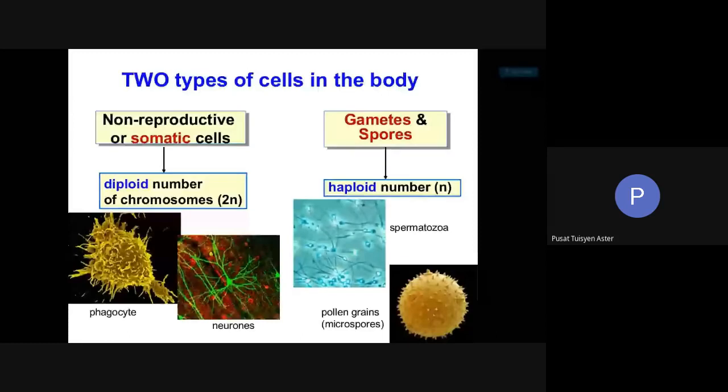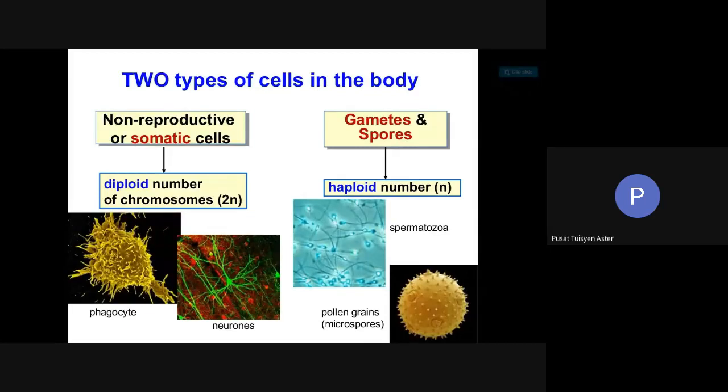Okay, so two types of cells in the body. First is non-reproductive, also called somatic cell. Second is gametes or spores. So somatic cells, like I told you just now, are diploid, number of chromosome 2N. For example neurons and phagocytes. Phagocyte, do you know what a phagocyte is? Some would still remember. Right? So haploid are spermatozoa, sperm cells.